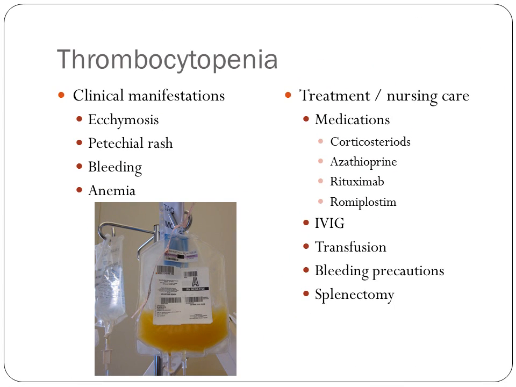So the clinical manifestations you would expect to see in a patient with thrombocytopenia are ecchymosis, petechial rash, bleeding, and anemia. And if you think about the cause of this disease process, they kind of make sense. So if they don't have enough circulating platelets in their blood, they are going to be at a higher risk for bleeding. So the development of ecchymosis or bruising, petechial rashes are pretty much expected.